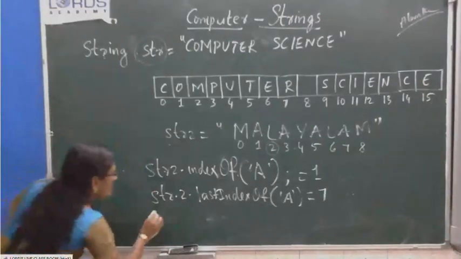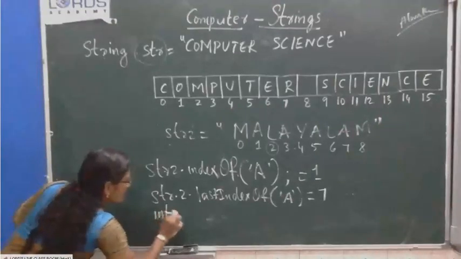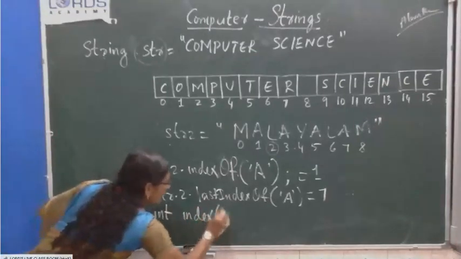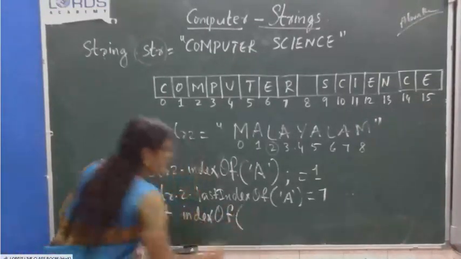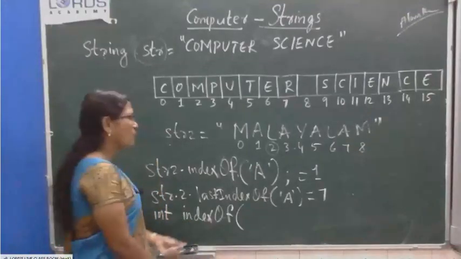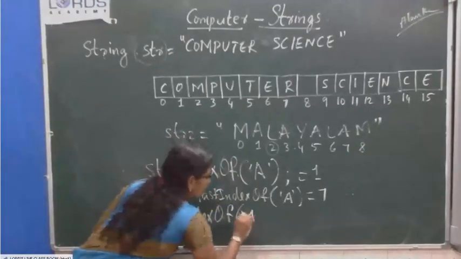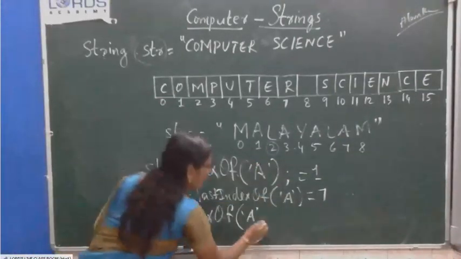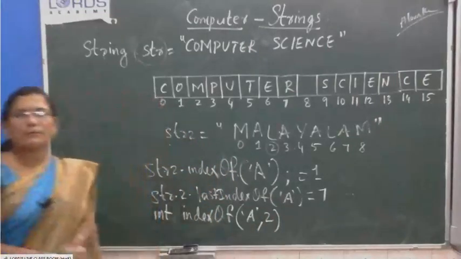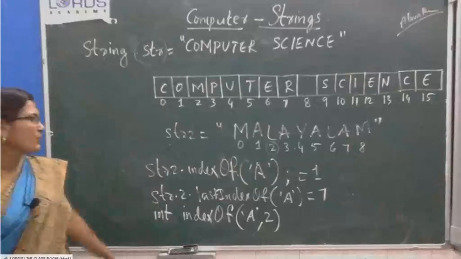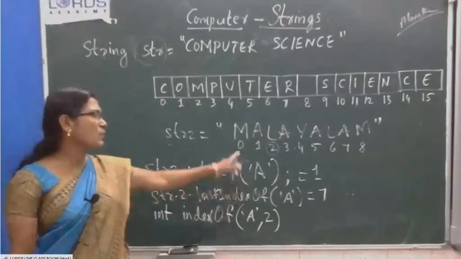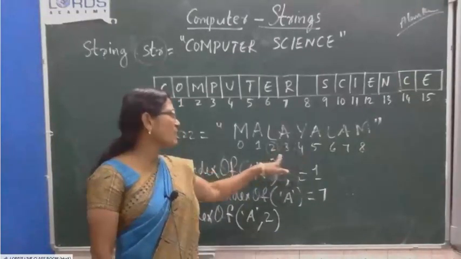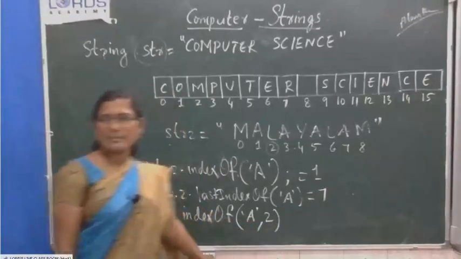Syntax is like this. Int, if this function returns an index number, int indexOf, we'll specify the character. Which character's index I have to find out? Find out the index number of A starting from 2 onwards. Look for A from 2 onwards. So what it will do? It will not start searching for A from 0 onwards. From 2 onwards it will search. Okay. Where does A come first after 2, after the specified index?